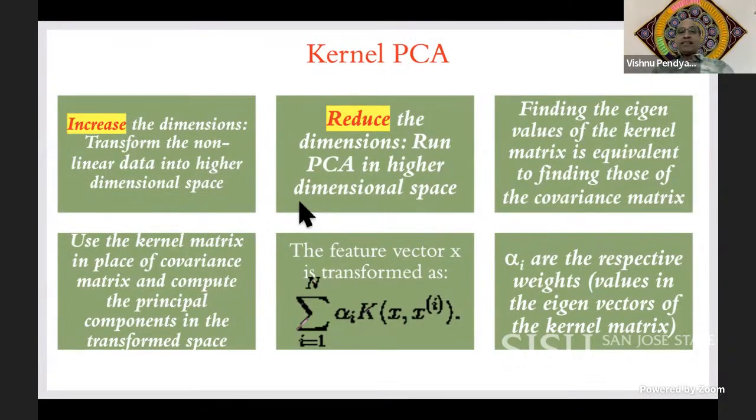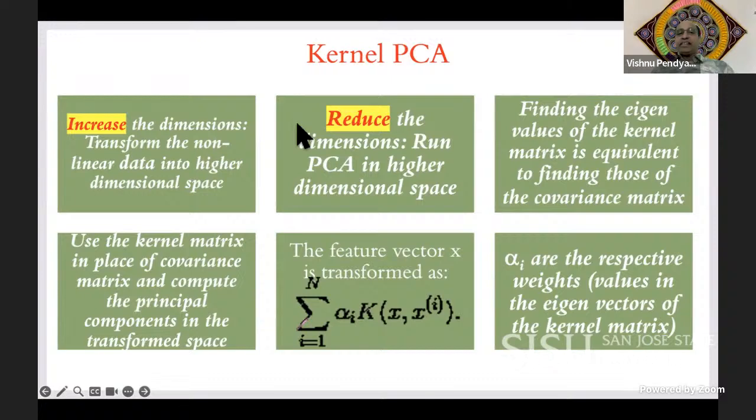So kernel PCA draws similar ideas from support vector machines. So the idea is, to reduce the dimensions, we first increase the dimensions. It's a paradox. So we first increase the dimensions by transforming the nonlinear data into higher dimensional space, just like in support vector machines, right? Then we reduce the dimensions by running PCA in the higher dimensional space.